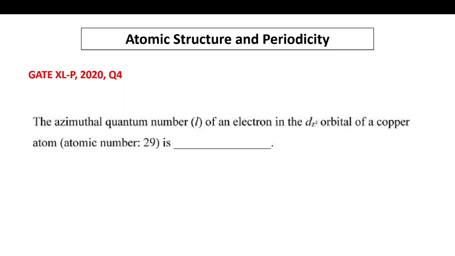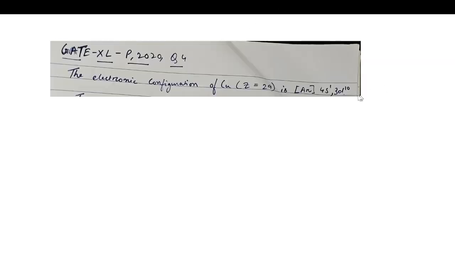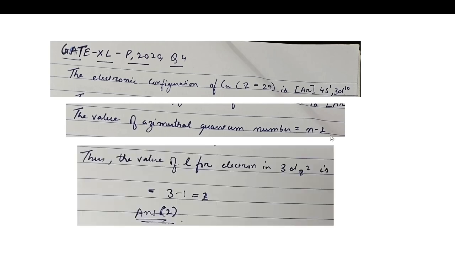Now in the question it has been asked what is the azimuthal quantum number of the electron which is present in this dz2 orbital, meaning which is present in this d orbital. So what is the principal quantum number of the d orbital? That we need to find out first. That is 3 here. Then we know the azimuthal quantum number formula, that is 3 minus 1, that is 2. So the answer of this question will be 2.